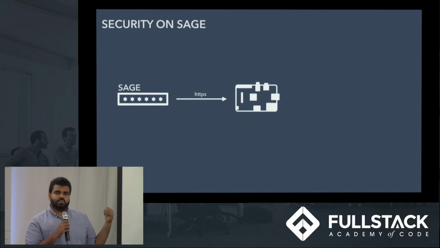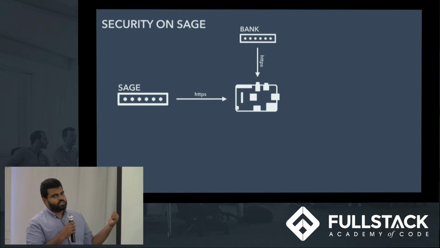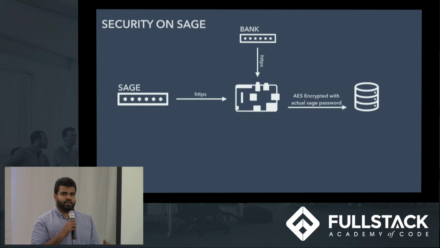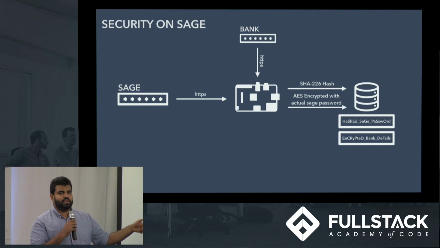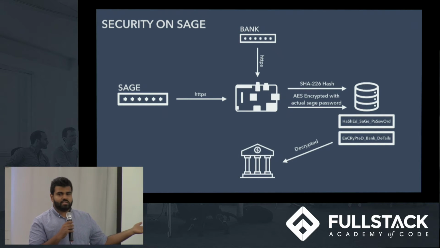Security was really important to us, so we took it really seriously. Your Sage password and your banking credentials get beamed over to Sage using a secure HTTPS connection. Then we encrypt your banking credentials using your actual Sage password, and only then do we store them in the database. Then we salt and hash your Sage password, and that goes in the database as well. And when it comes time for you to communicate with your bank, all of this gets decrypted using your actual Sage password. What does this mean? If you get broken into and someone steals your Pi, you can be sure that no one's going to have access to your secure information.